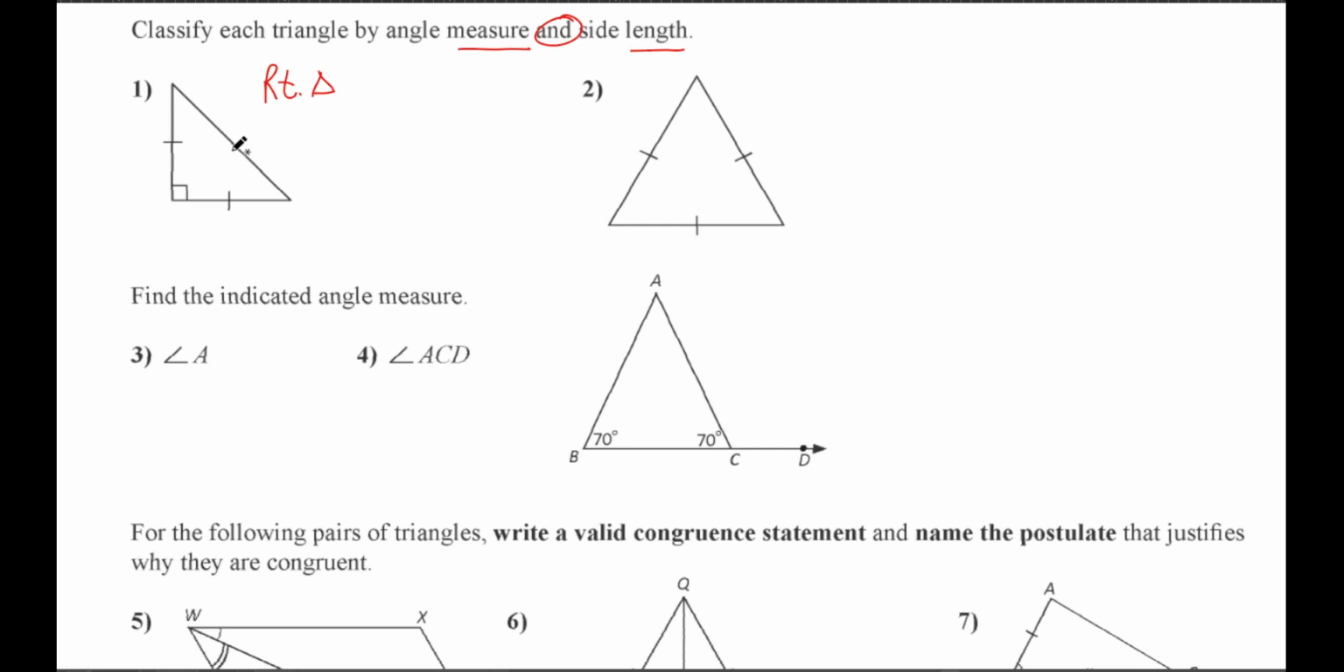Now, what about the side length? What do I know about the lengths of the sides? Well, two of the sides are equal, because they have these little tick marks on them. So what do we call the triangle that has two equal sides? It's isosceles. See? You do know this stuff. Isosceles triangle. That's what they're trying to do for this, okay?